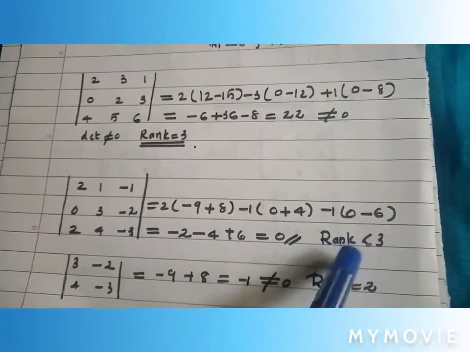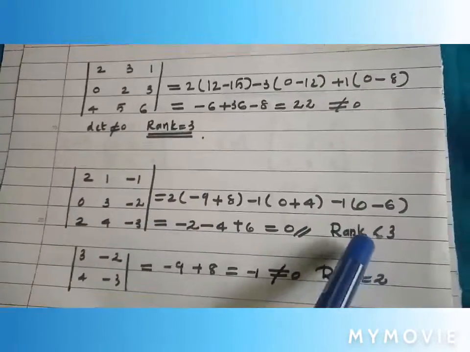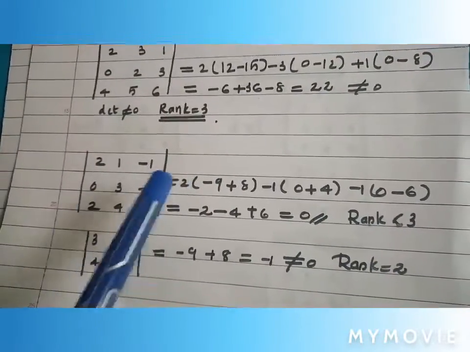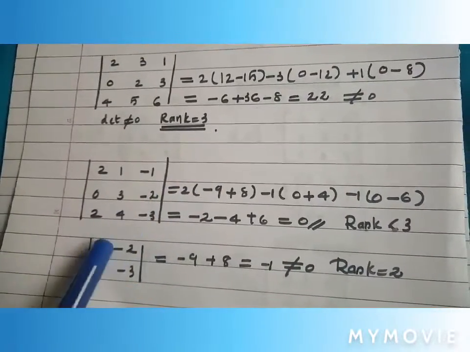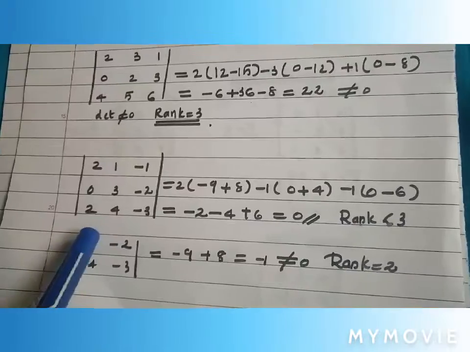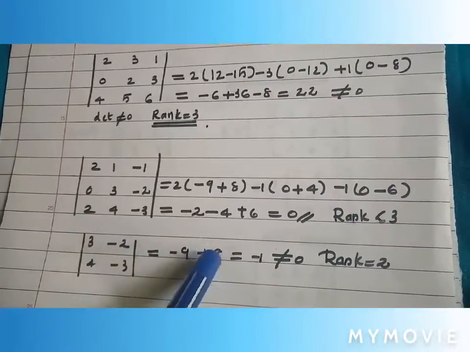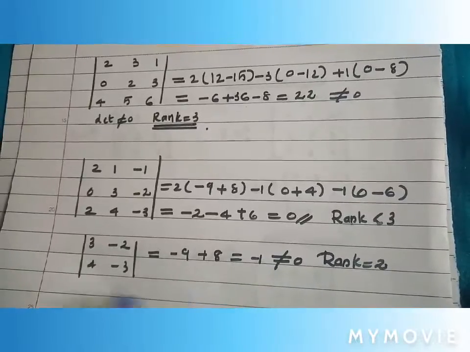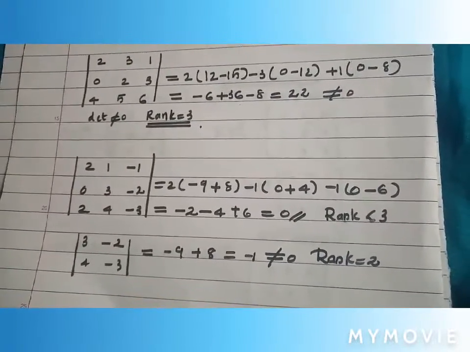From that we get the determinant as 0. So rank will not equal 3. It is less than 3. So we check any minor of this matrix, that is we consider this minor, 3, -2, 4, -3. So 3 into -3 minus 9, minus 4 into -2, that is plus 8, we get -1. So it is never equal to 0. So rank is equal to 2.